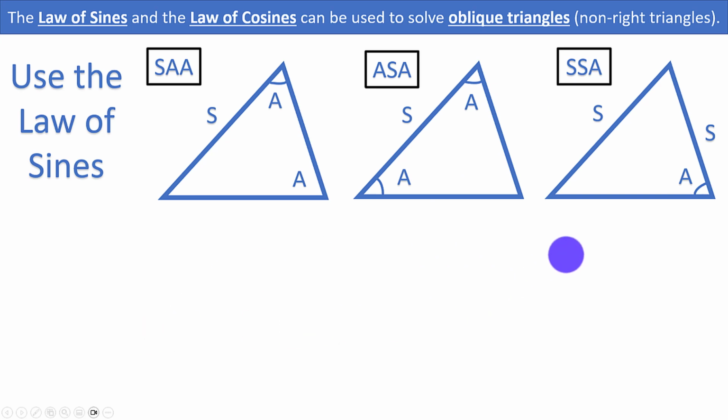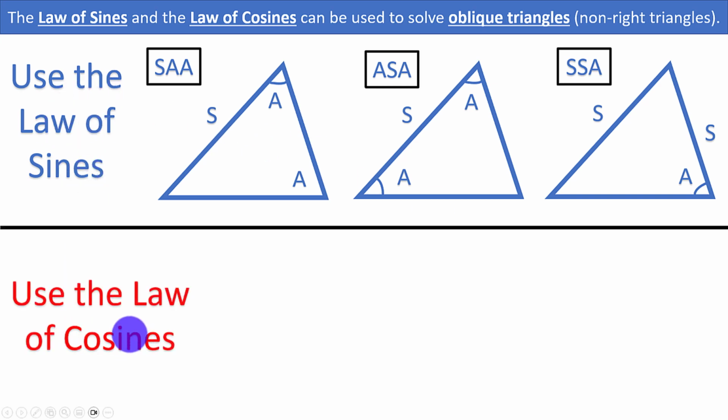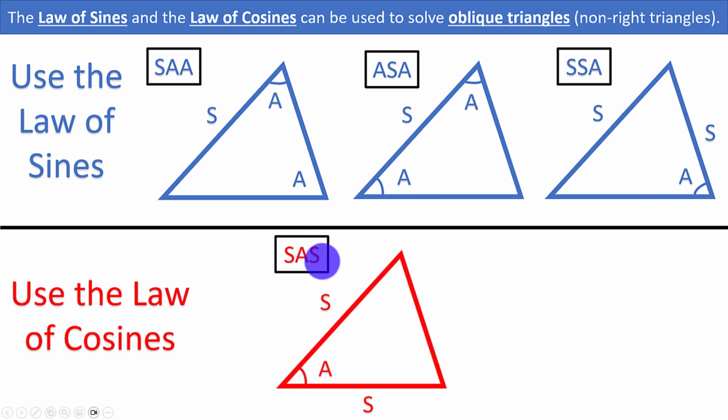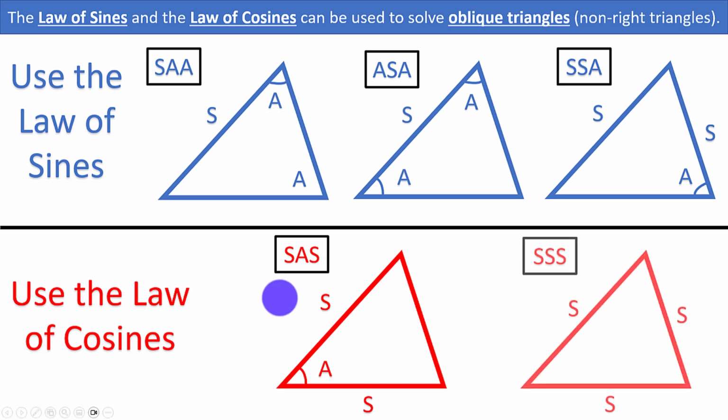Now, there are two other cases that should be solved not with the law of sines, but with the law of cosines. The first is very similar to this case, but the difference is now the angle is between the two sides. This is what we call the SAS triangle. If you have two sides of the triangle, and you also have the angle that is between those two sides, then you have an SAS triangle, which should be solved using the law of cosines. The final case is the SSS triangle. If you have all three sides of the triangle, you can solve the triangle using the law of cosines.